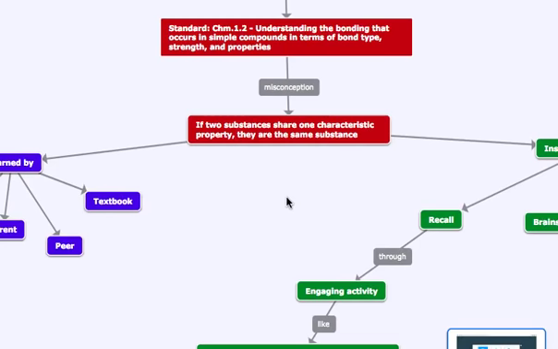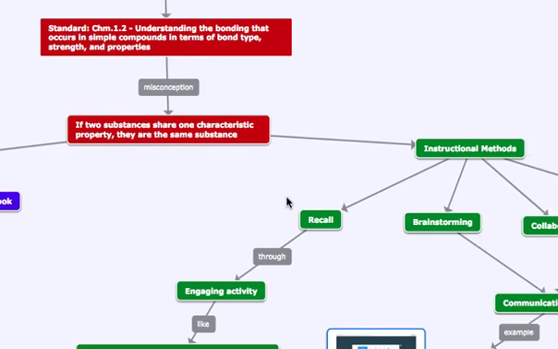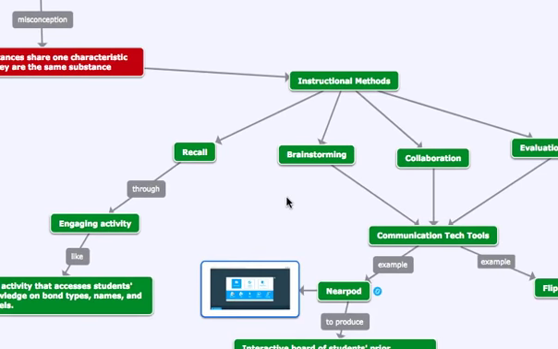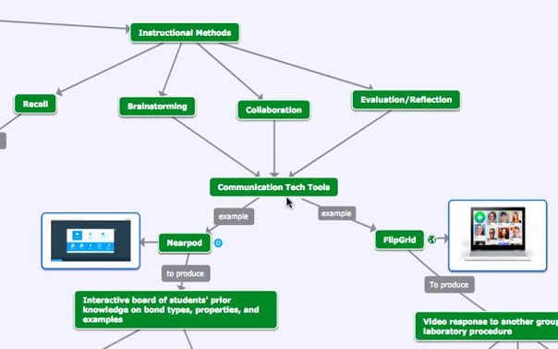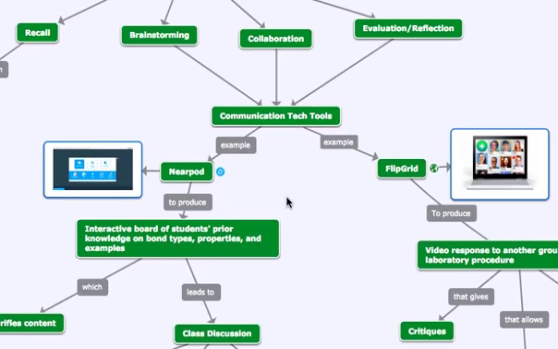So here is my concept map with my material, my standard, and my misconception that if two substances share one characteristic property, they're the same substance. So to make sure that misconception does not get taught and it can be taught the correct way, I have my engaging activity, my brainstorming, collaboration, and evaluation reflection through Nearpod, Flipgrid, and my lab.